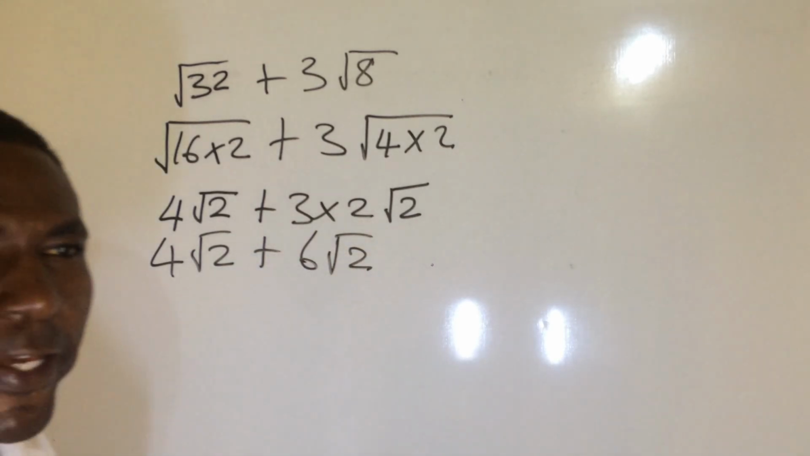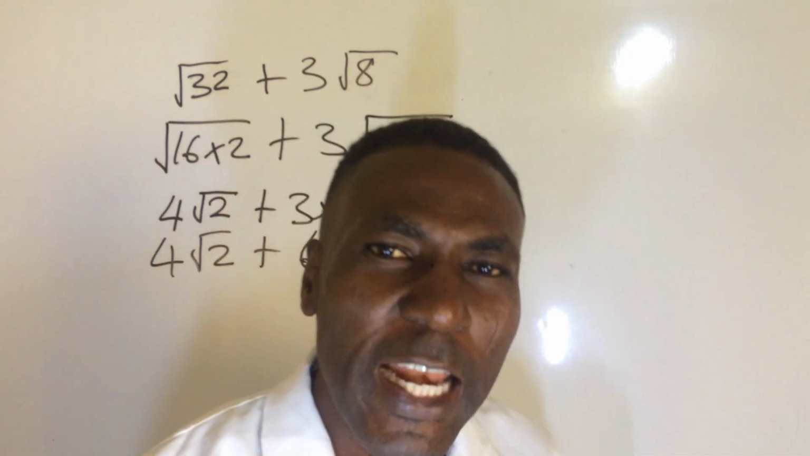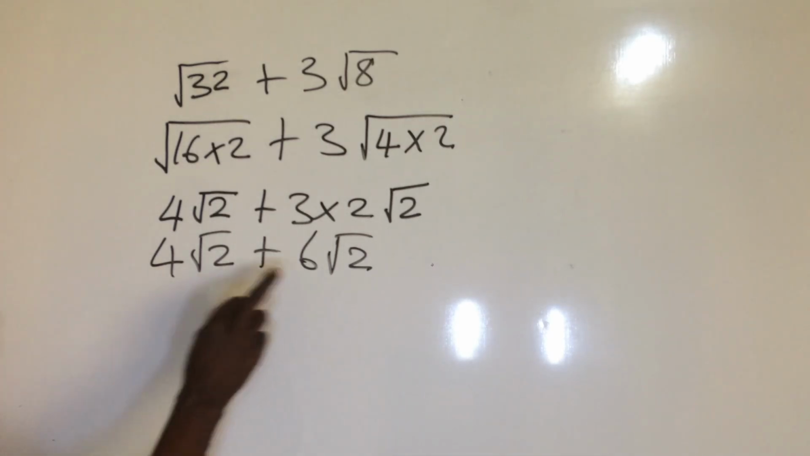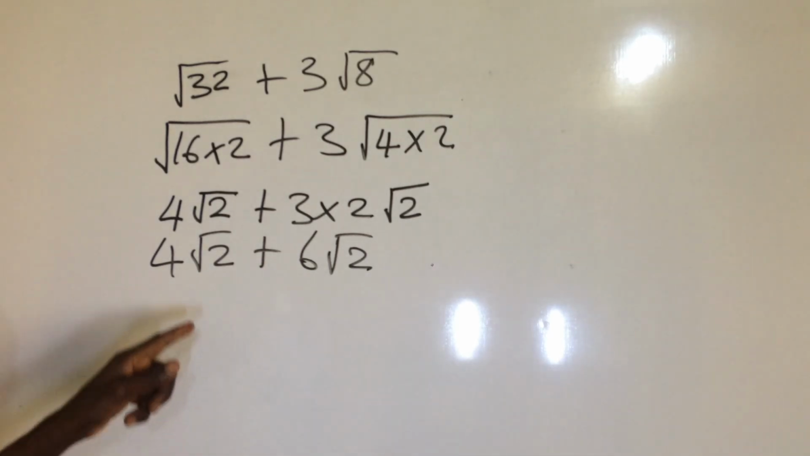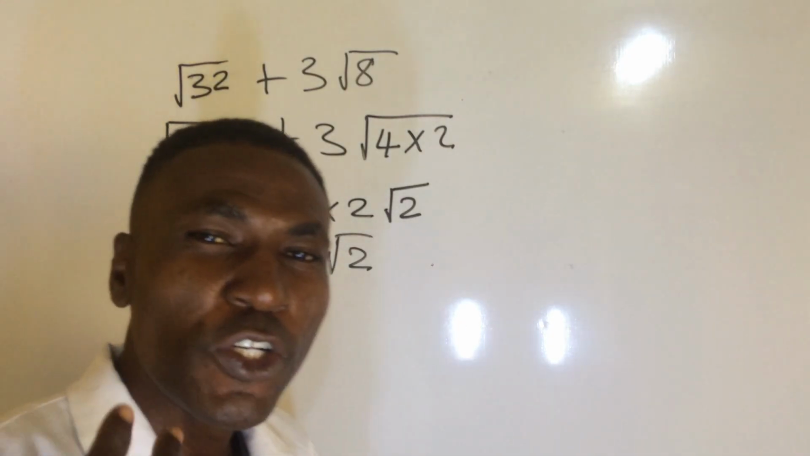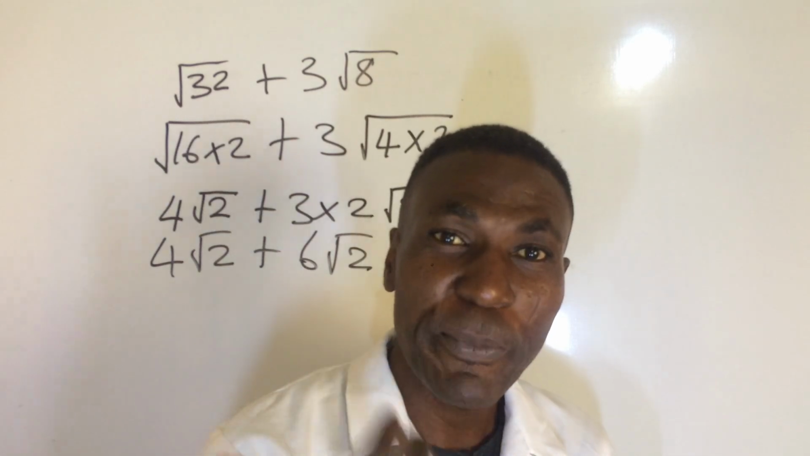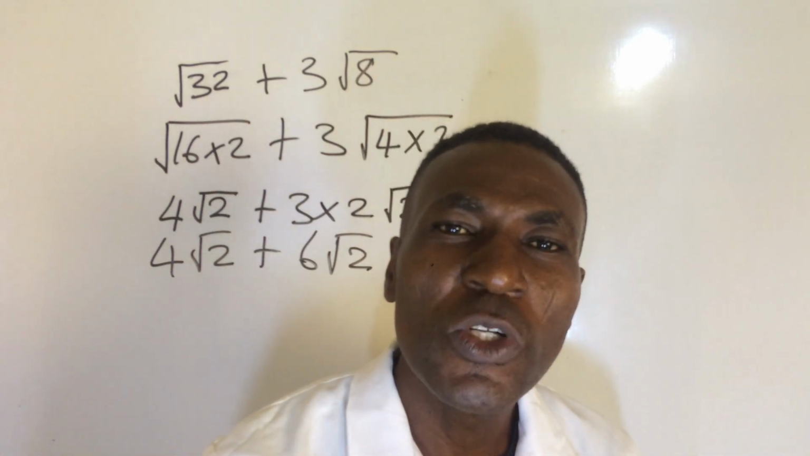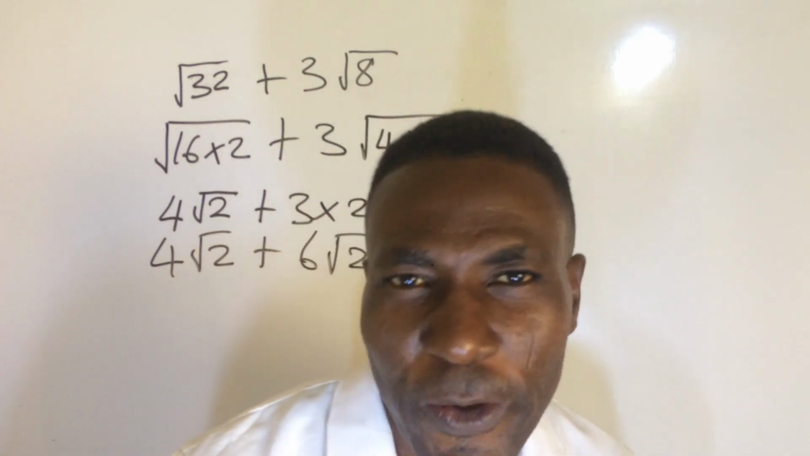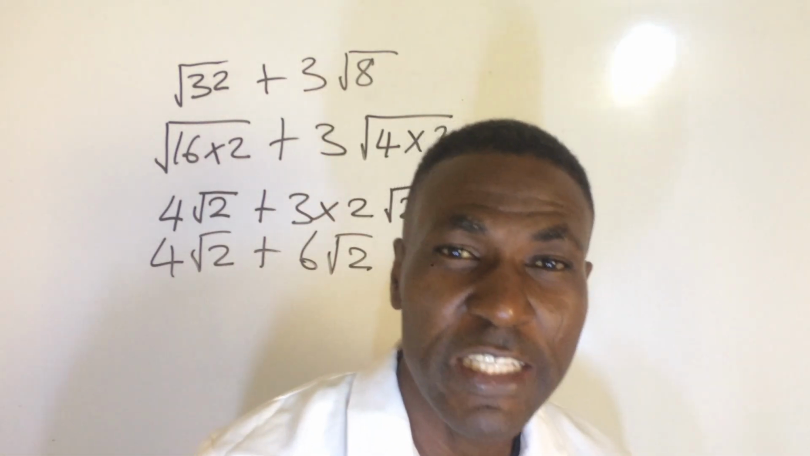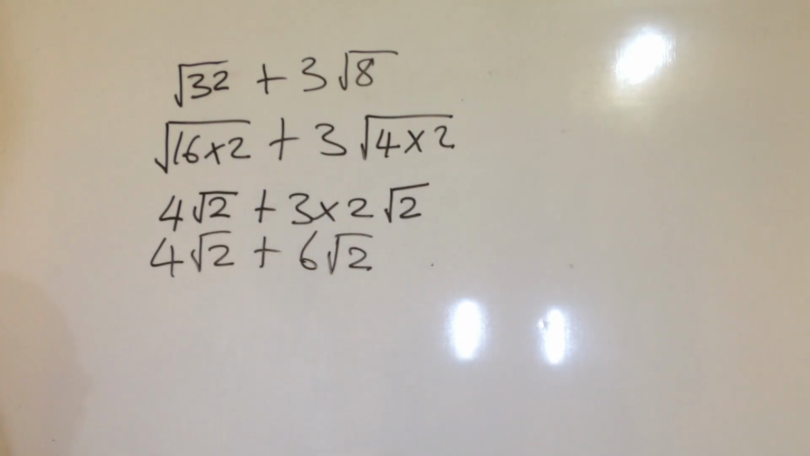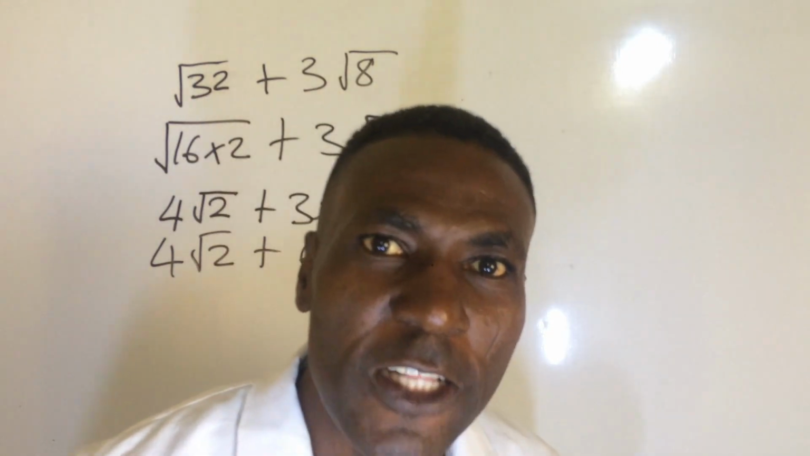Now, the secret here is, before you can add these surds, you must have the same number in the square root sign. You must have the same numbers in the square root sign before you can add them. If you don't have the same number, there's no way you can add them. So I've succeeded in having the same number in this one and also in this, which is 2, 2, okay? Now I have the right to add them, right?